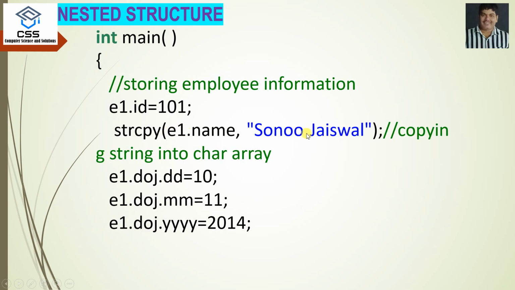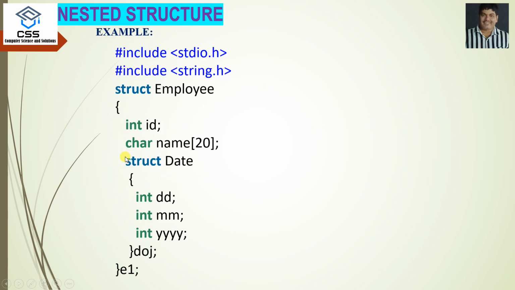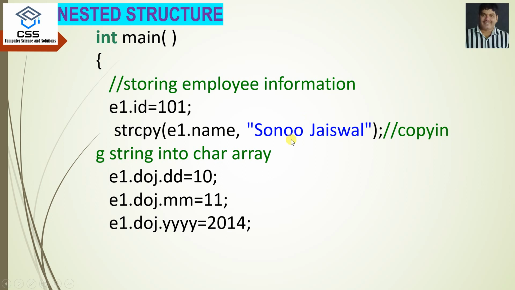And in the name, you cannot write e1.name equal to a string like snoo jaiswal directly. We have to copy it because a string cannot be directly assigned. strcpy is the string function, and in e1.name the string snoo jaiswal will be copied here. And how string copy works is defined in the header file string.h. If you don't include string.h, strcpy will not work. The work of string copy is to copy one string to another string. Means here the string variable is e1.name and the string value is snoo jaiswal.